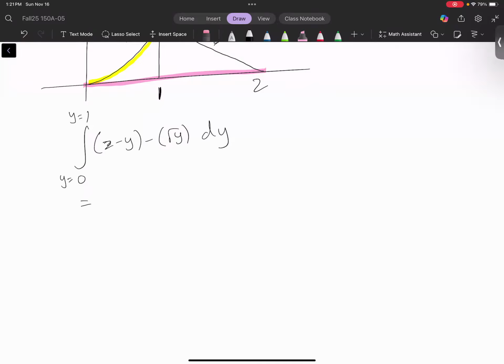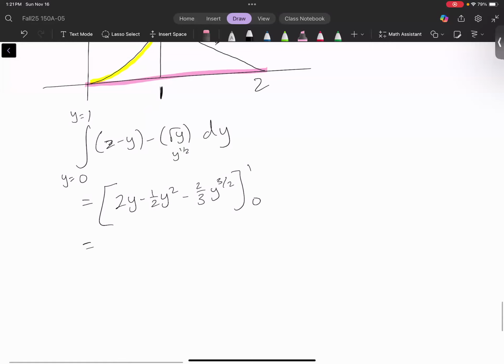So 2 minus y, that's going to be 2y minus a half y squared for the antiderivative. And this is y to the half. So it'll be minus 2/3 y to the 3/2. And then we plug in our bounds. So the zero bound will be 0. So we just plug in 1. So I get 2 minus a half minus 2/3.